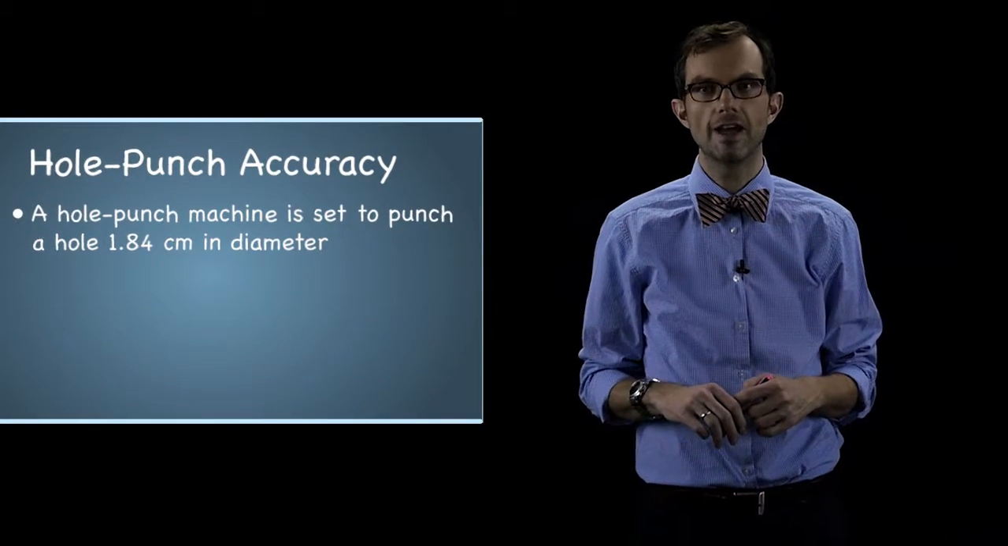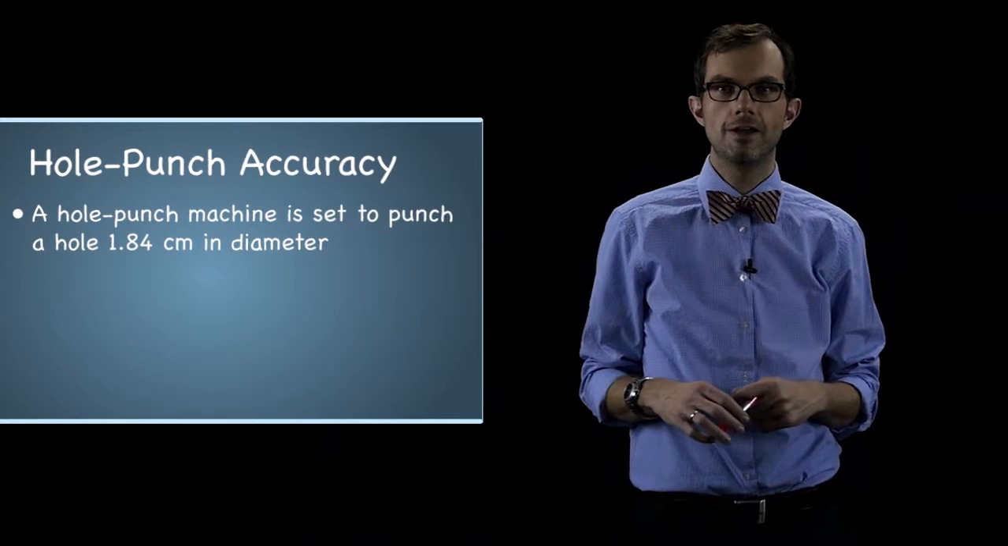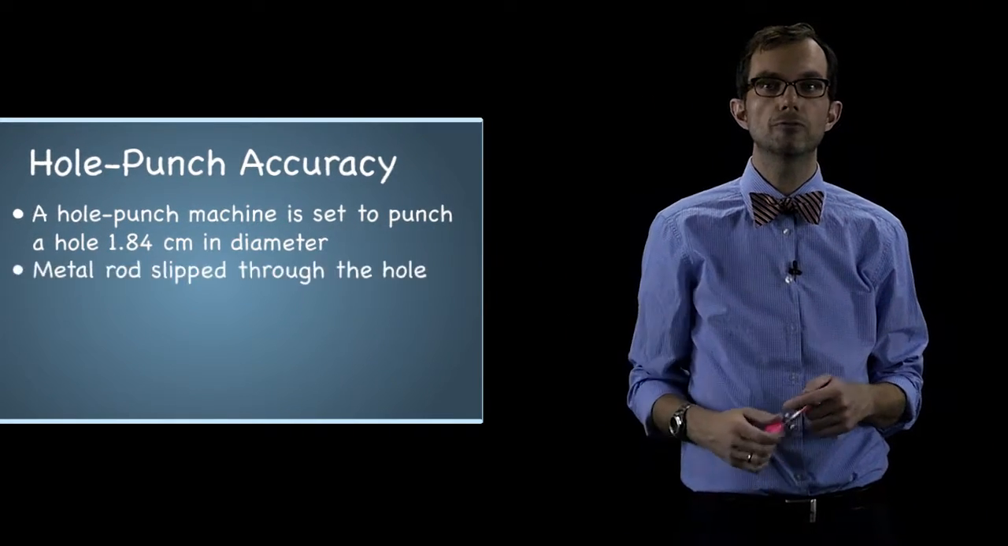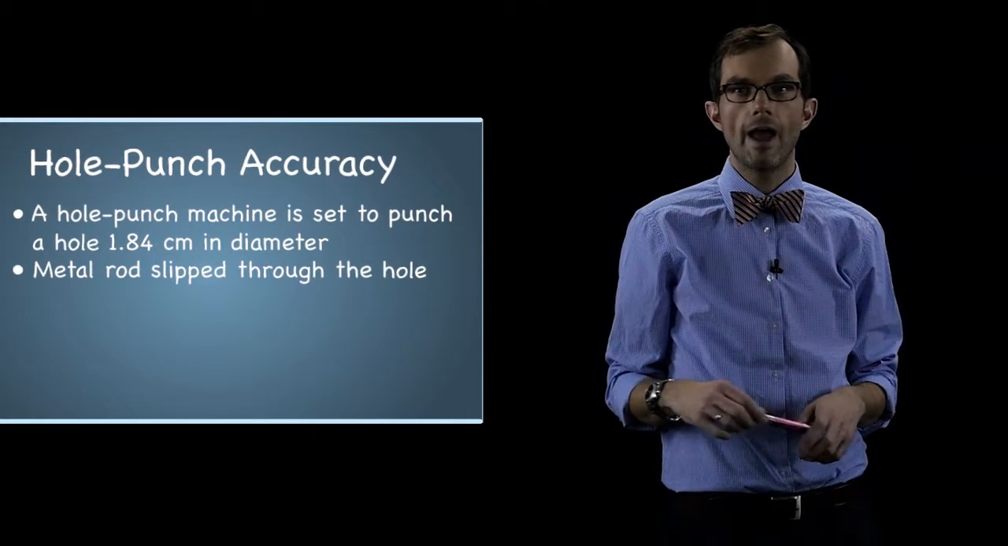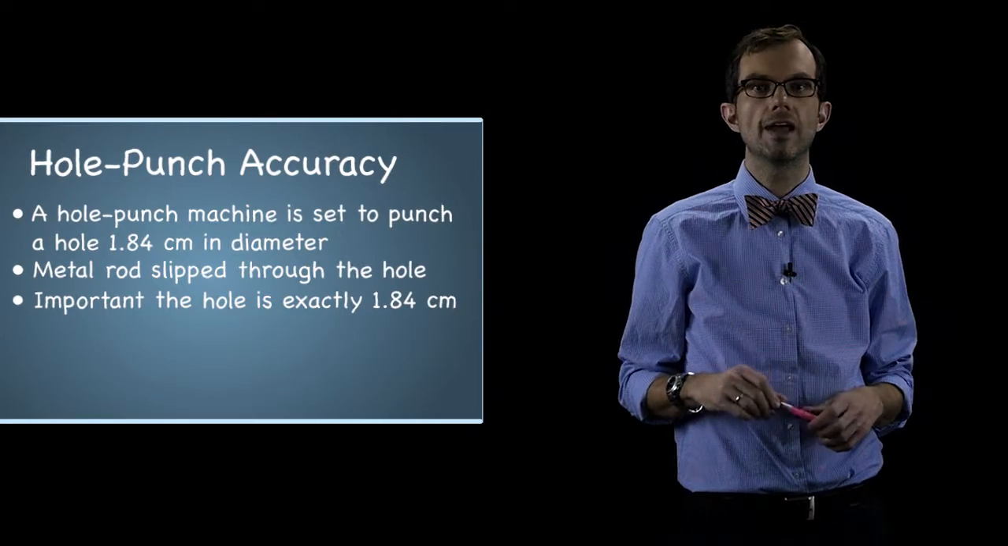Okay, let's take a look at a first example. A hole punch machine is set to punch a hole that is 1.8 centimeters in diameter in a strip of sheet metal in a manufacturing process. The strip of metal is then sent on to the next phase of production, where a metal rod is slipped through the hole. As such, it's important that the hole be punched to the specific diameter of 1.8 centimeters.